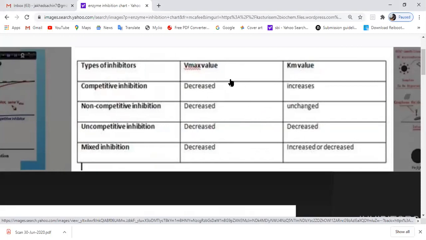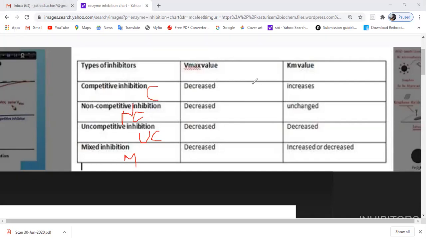Okay, so everything is clearly written here, and you can draw something to better understand. You can write here, this is competitive inhibition, that is the first type. This is C, this is NC, this is uncompetitive inhibition, uncompetitive UC, and this is mixed. So even you can remove the C from these.